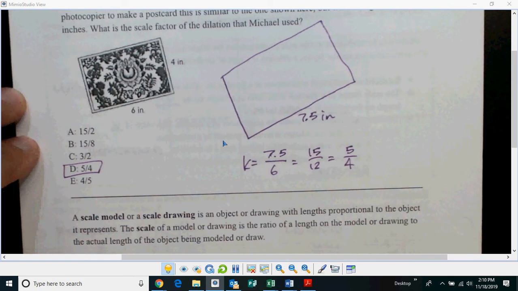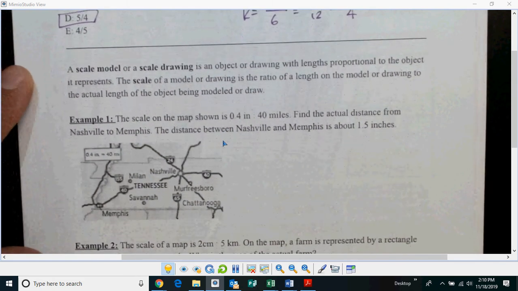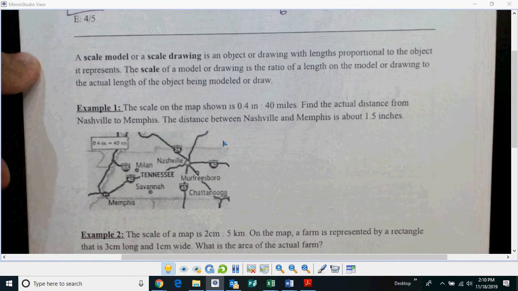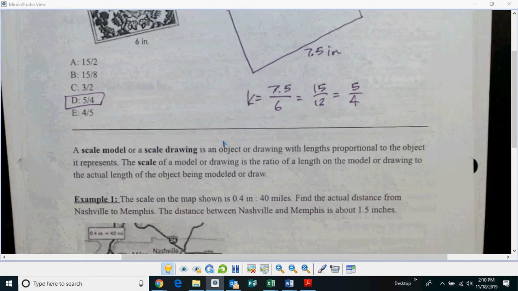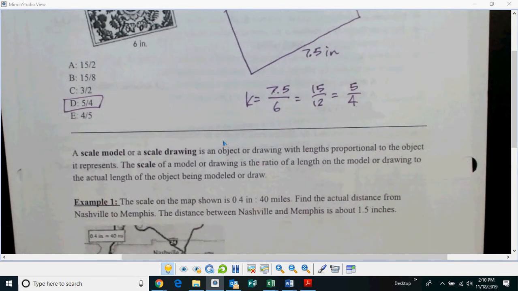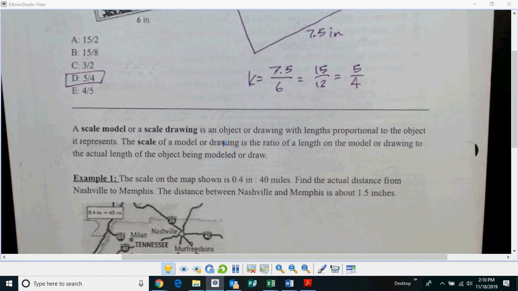All right. Lastly, we're going to talk about scale models. So this is actually how we used to figure out distances on maps.